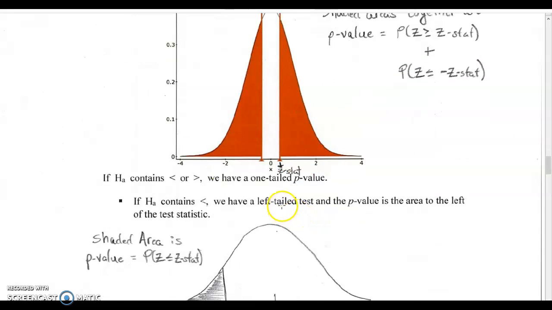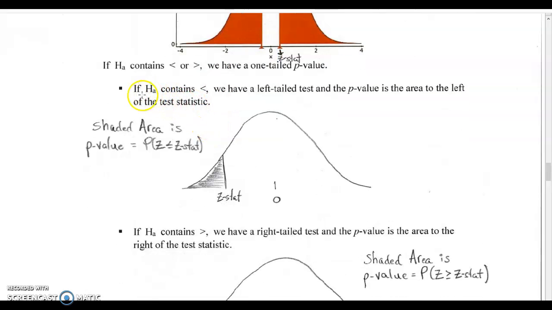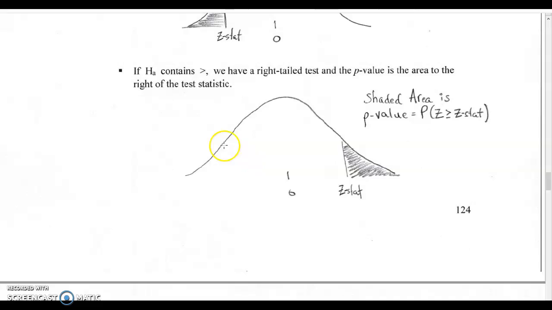Okay? Now, if it contains a less than or a greater than sign, then we're doing a one-tailed test. So we have a one-tailed p-value. So if the alternative contains a less than sign, right, the alternative would be p is less than p naught, whatever p naught is. We have a left-tailed test, and the p-value is the area to the left of the test statistic. So the shaded area here is the p-value, which is the probability that the z is less than the test statistic, the z-stat that you get from either computing it by hand or from the StatCrunch output.